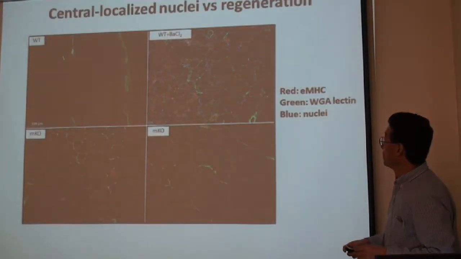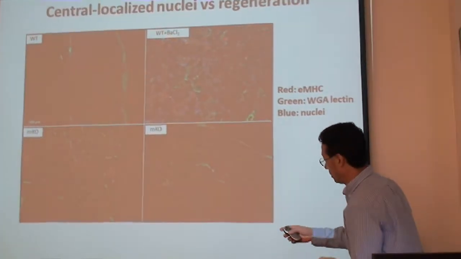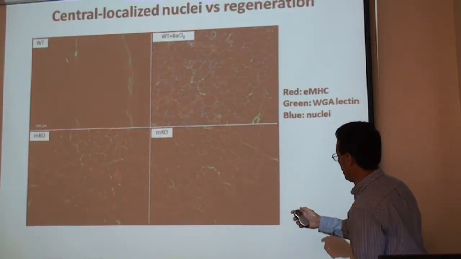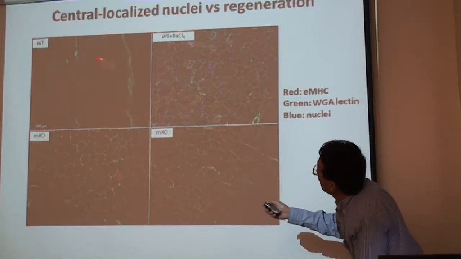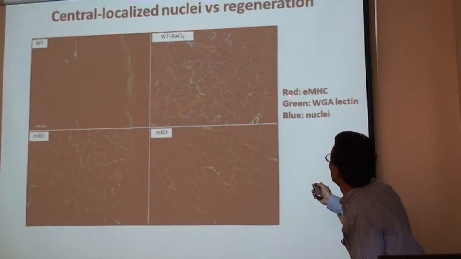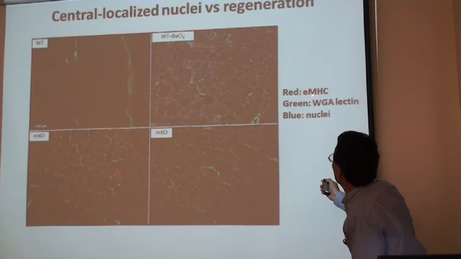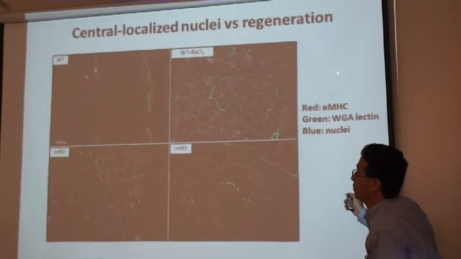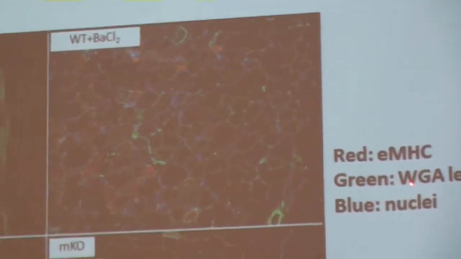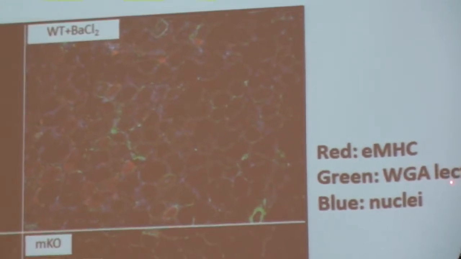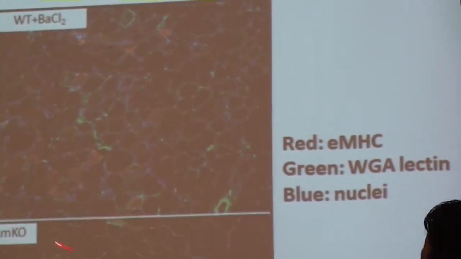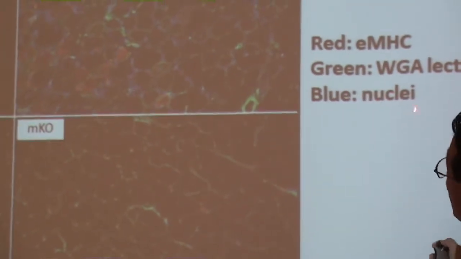We further looked at imaging of the fiber to see why there are so many fibers with centrally localized nuclei. In this wild type, it's typical; you can barely see any. We stained the muscle fiber with 3 different antibodies. One is red, labeling the embryonic myosin heavy chain, which only appears in regenerative, immature myofibers. Green indicates the WGA lectin, which labels the extracellular matrix and shows the boundary of the fiber. And the blue color is the nuclei staining.